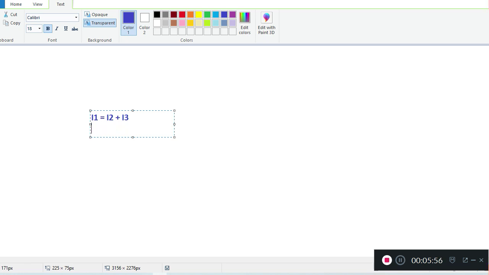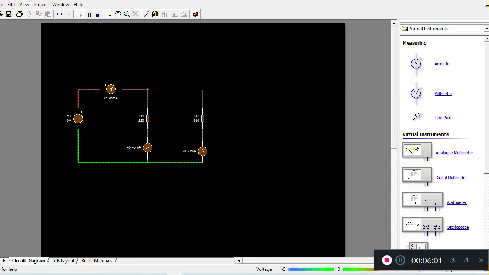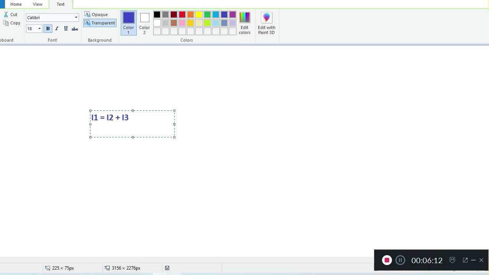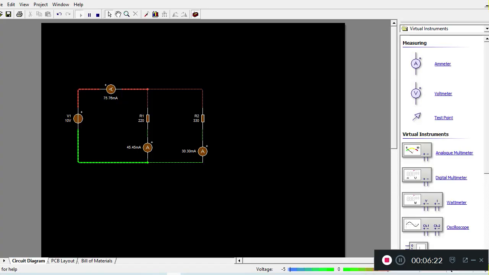The next one that we can write will be for our first loop. So this is our first loop, and we're going to write the voltage law for this particular first loop. With respect to the voltage law, what I can say is that 20 volts is equal to, and this is one loop.